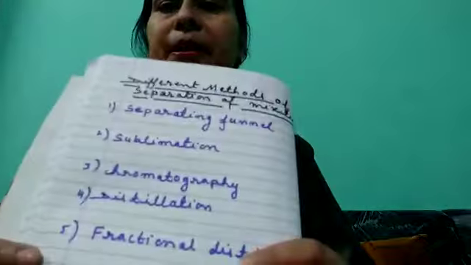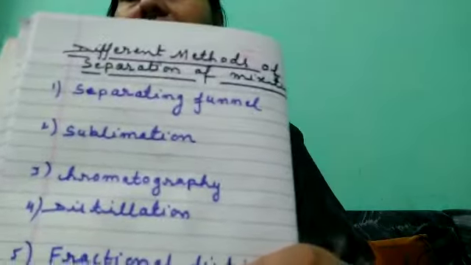Students, today I'm going to explain the topic separation of different kinds of mixtures. There are different methods by which we can separate a mixture, like separating funnel, sublimation, chromatography, distillation and fractional distillation. These are the methods by which we can separate different kinds of mixtures.